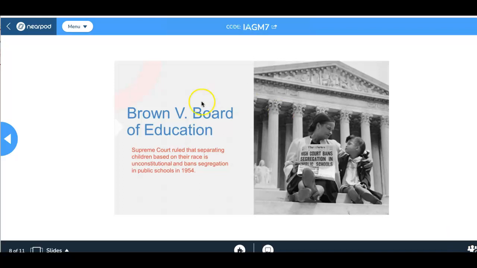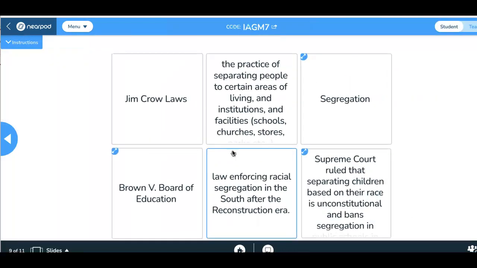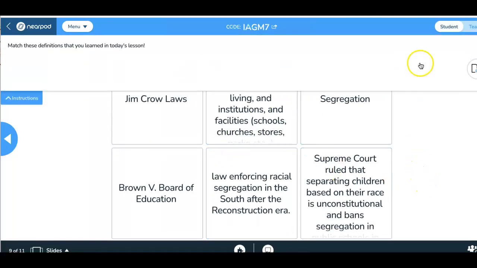And then after that, I'm going to add a slide of the definition of the Brown versus Board of Education. So I have it right here, and we're also going to talk about it more in depth in class and just have students participate in questions and everything. And so something to engage the students in, just a little activity.